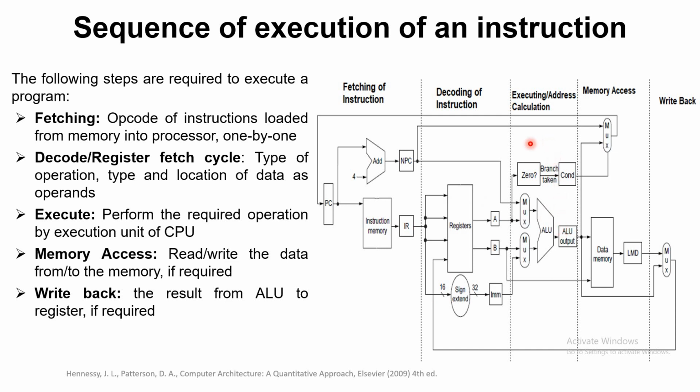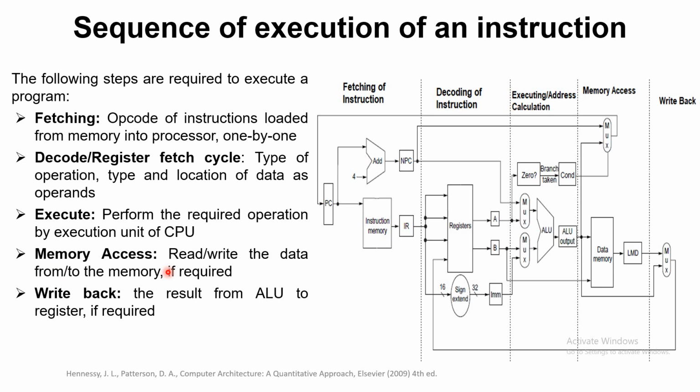This particular stage of the processor is responsible for executing the operation. What type of operation has to be performed, either arithmetic or logical or any other type of operation, will be performed within this stage. The ALU is responsible for performing that operation, whatever type we want, and the result will be available at the ALU output. And then the next stage is the memory access.